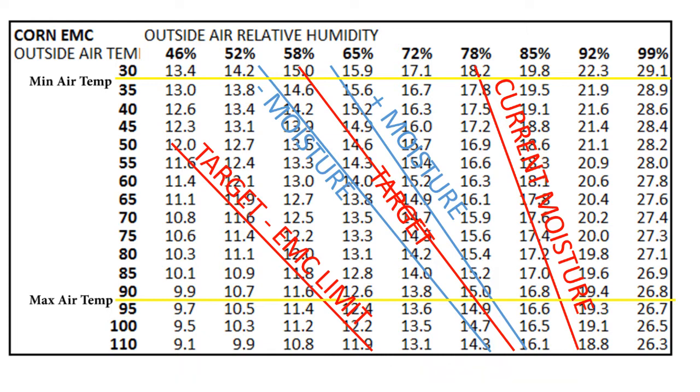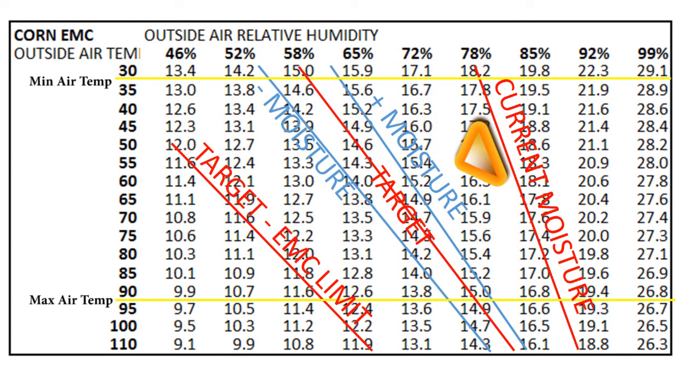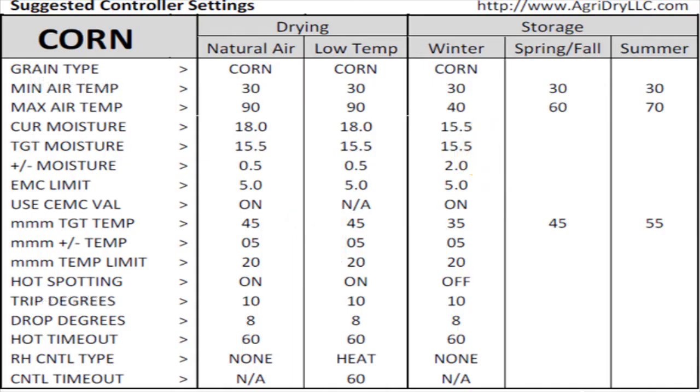So when we're running with a moisture window like this, it's anywhere within these lines in natural air drying mode with the suggested settings on the inside of the door. Anytime the EMC is within these boundaries, that's where we're going to run. So we can adjust this. We can pull the current moisture down as we go. We can bring the bottom end of the window up to tighten that window.